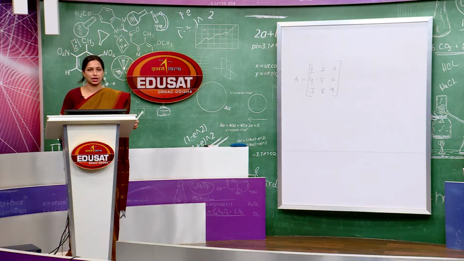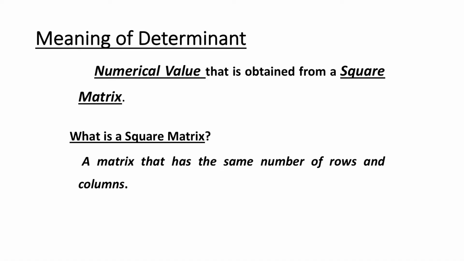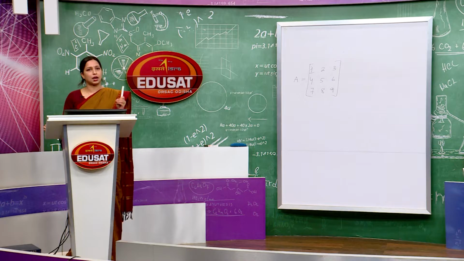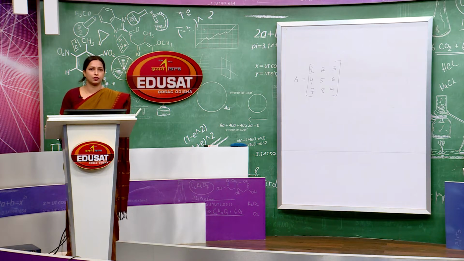Now coming back to the slide, what is a determinant? A determinant is the numerical value that is obtained from a square matrix. When we associate a number or a value to a square matrix, it is called a determinant. Now what is a square matrix? A square matrix is a matrix that has an equal number of rows and columns, right? That means the number of rows equals the number of columns.